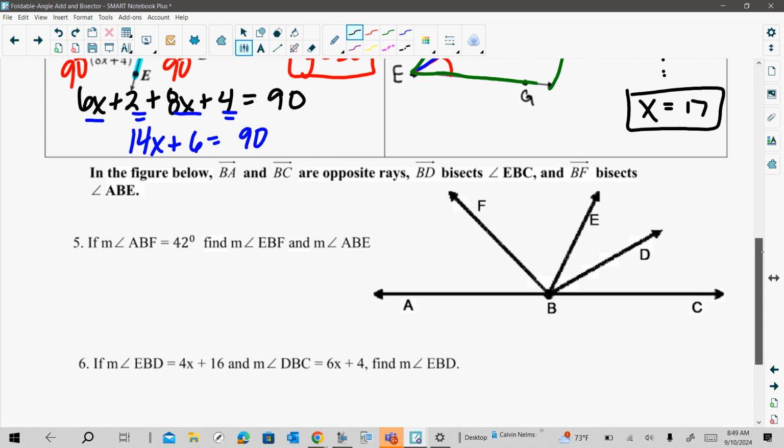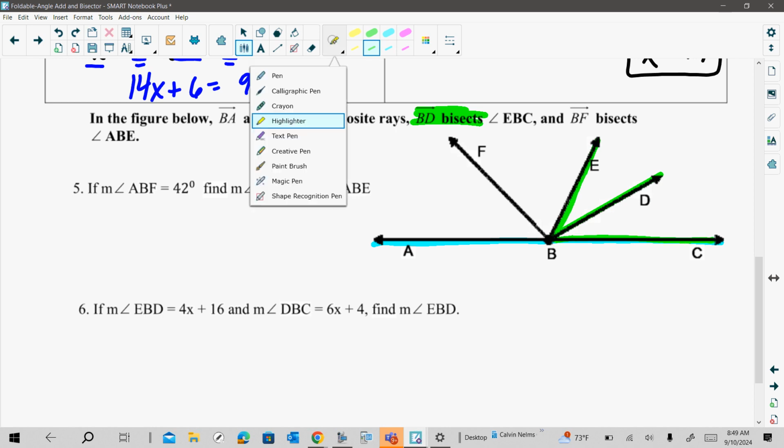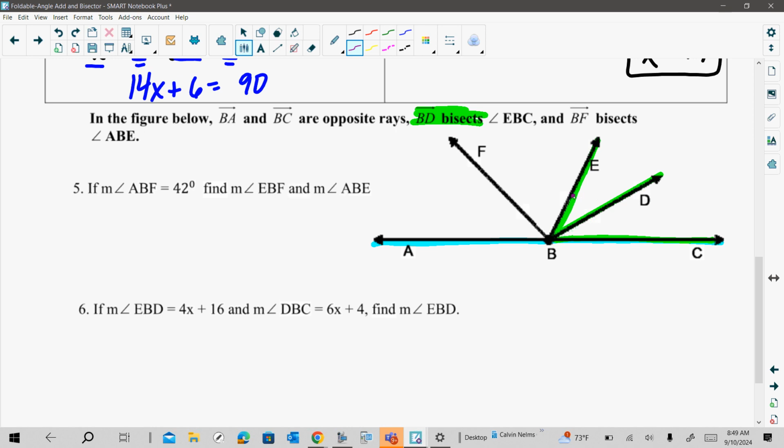Then on the last problems here, there's 2 bisectors. Right here it says we have opposite rays. That's why, if I have opposite rays, we get this line here. So we know the whole line is 180. So 4 was x equals 17. BD is a bisector of the whole angle EBC. So that means there's an arc here for our 2 congruent parts, because this is a bisector for the whole angle EBC.